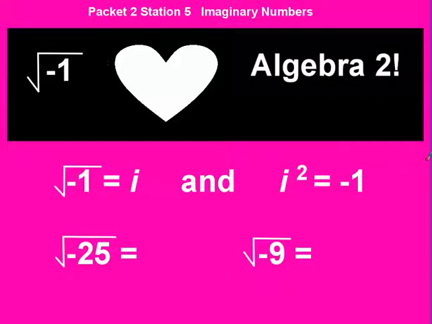All right, we're going to do imaginary numbers in this station. Now there's a couple facts you need to remember. The square root of -1 is i. Get it? I love algebra 2. i squared is equal to -1.